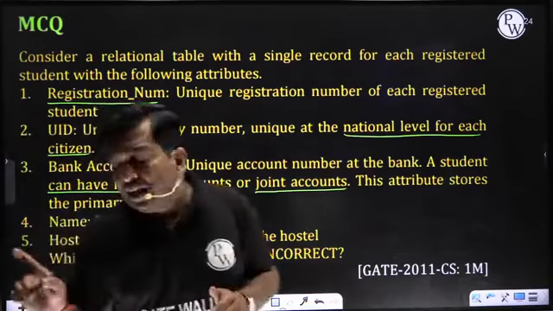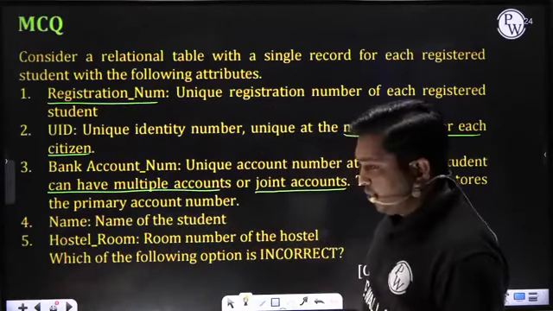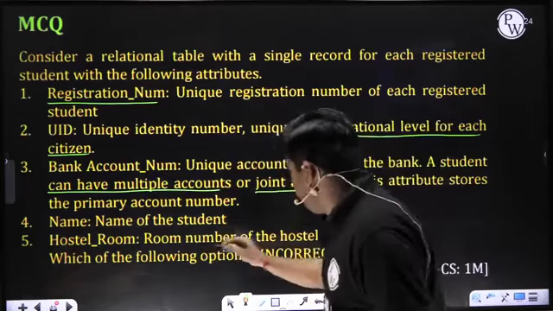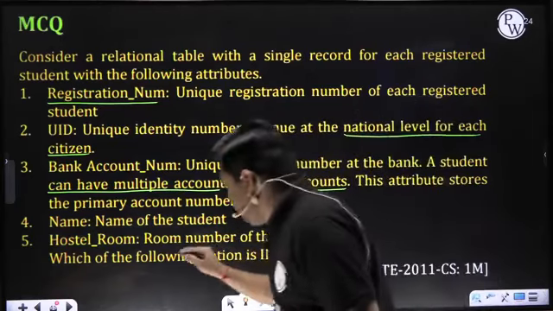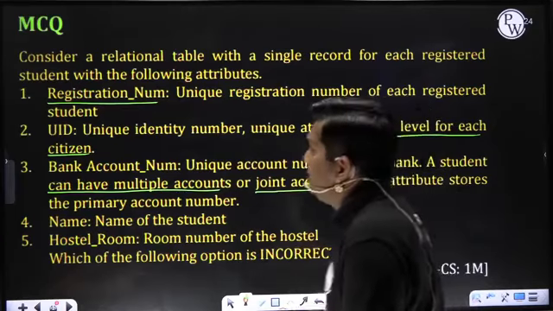Next is name. Name contains the name of the student. Next one is hostel room. Hostel room is the room number of the hostel. Now it is asking which of the following options is incorrect, my dear. Which of the following options is incorrect?